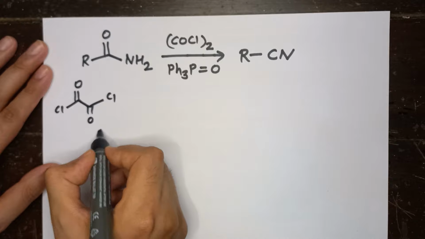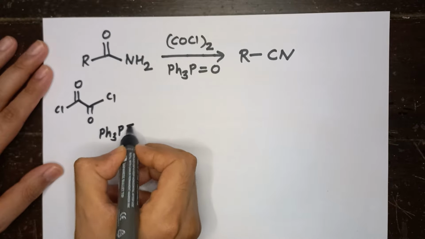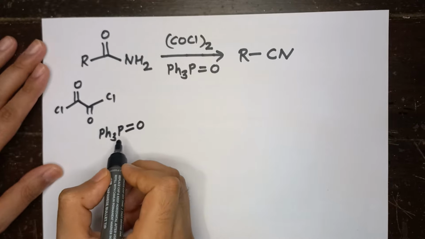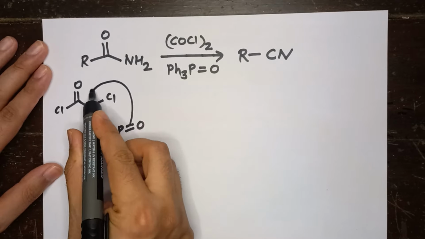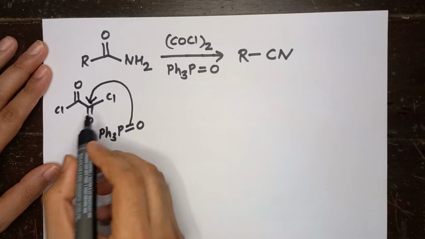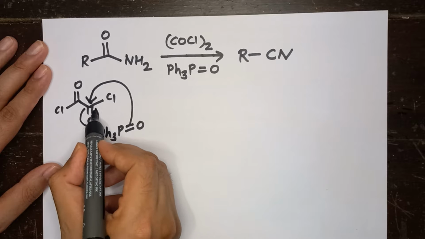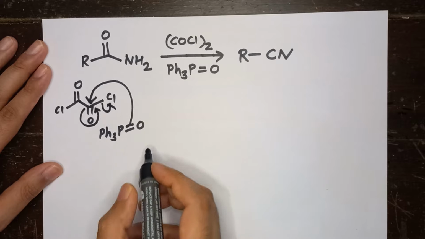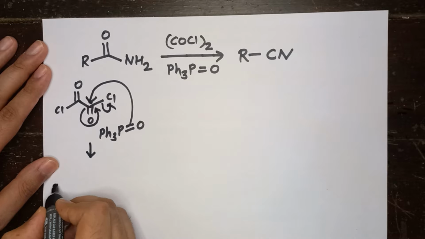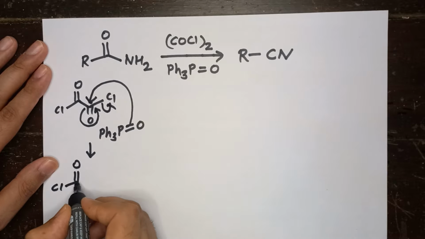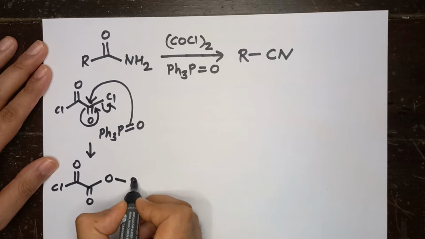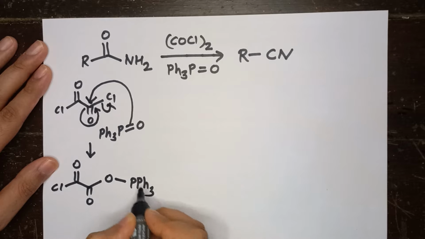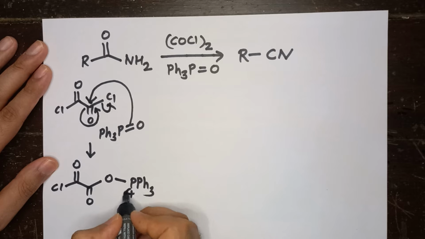Okay. And we have this triphenylphosphine oxide. So this double bond will be used up to attack at this carbonyl. And through conjugation, Cl is going to leave and you generate Cl, C double bond O, C double bond O, oxygen, PPh3. Now phosphorus will get positive charge.